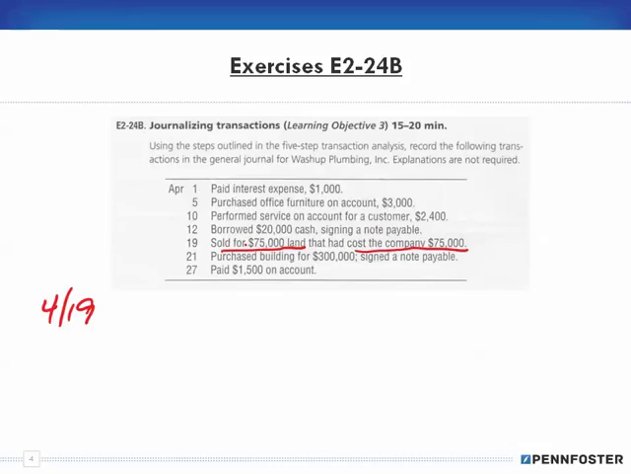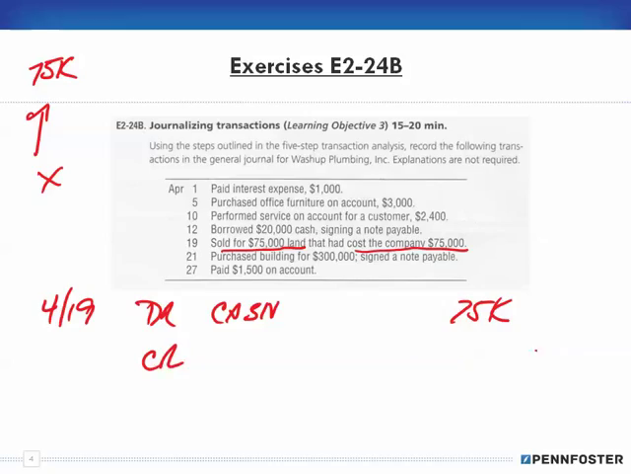It says here, sold for $75,000 land. Well, am I affecting cash? Yes. Why? Because here's my cash balance, and I'm getting $75,000 for the land. So that means I'm going to debit my cash for $75,000. Well, if I debit something, I have to credit something else. Well, what am I crediting? Well, what did I sell? Well, I sold the land. Okay, and there's my journal entry. Okay, it's just that simple.